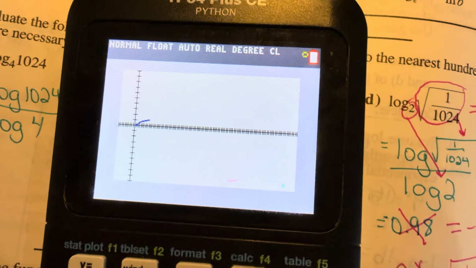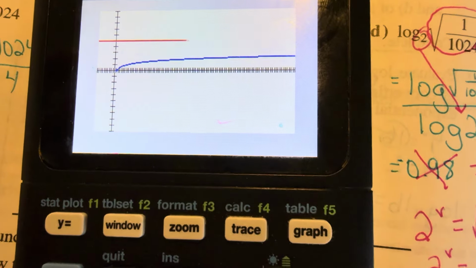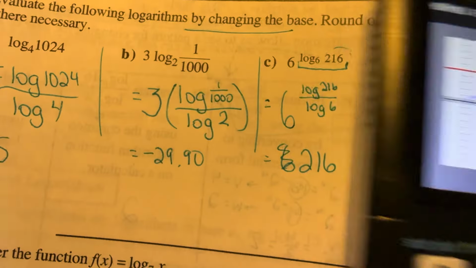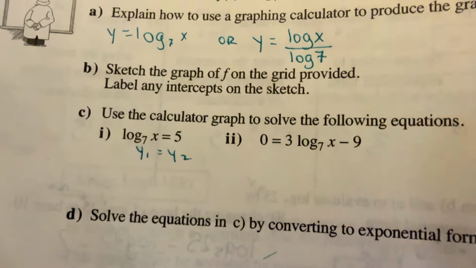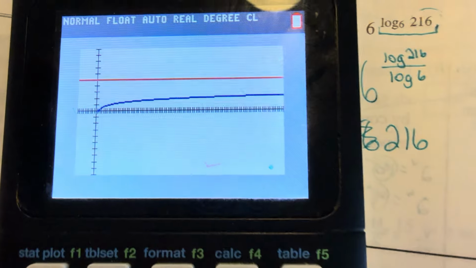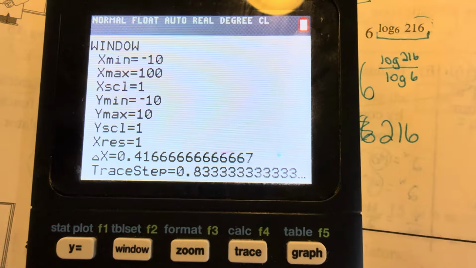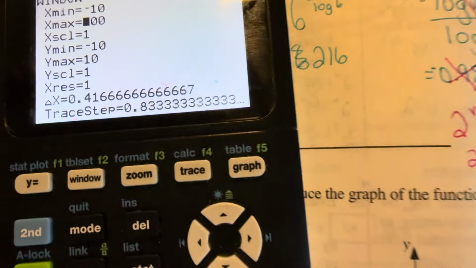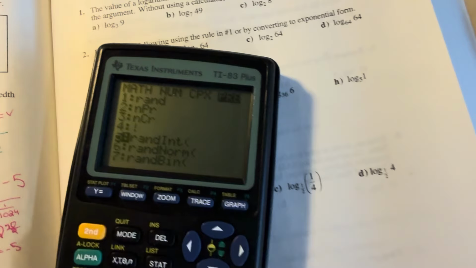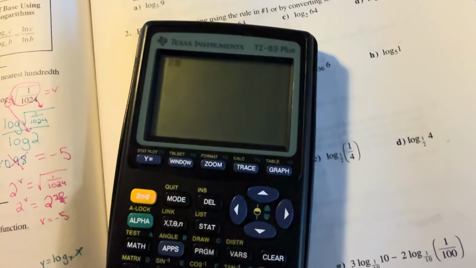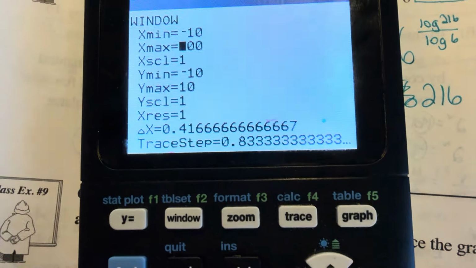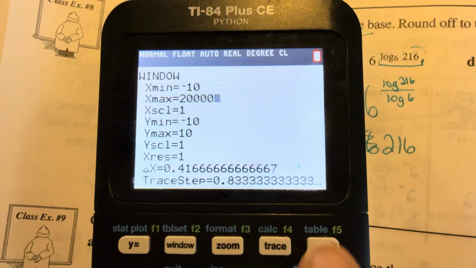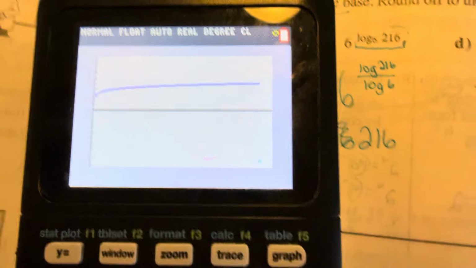I don't think that's enough, but sometimes it's just trial and error. Oh yeah, that makes sense, right? Because 7 raised to the power of 5 is equal to X. So then I'm going to need to go back to my window. 7 raised to the power of 5 is, gotta love the 2 calculators here, 16,000. So I'm going to put my X max at 20,000. Okay, now I should see an intersection.